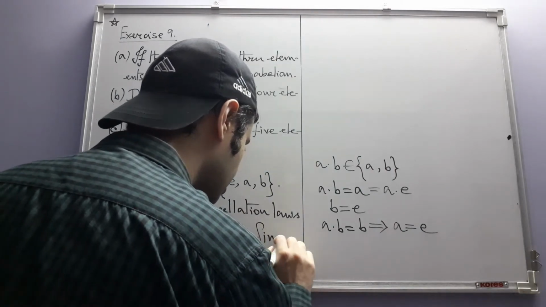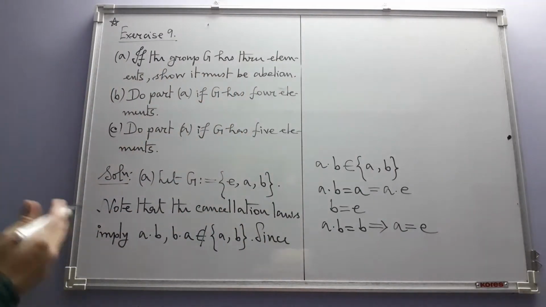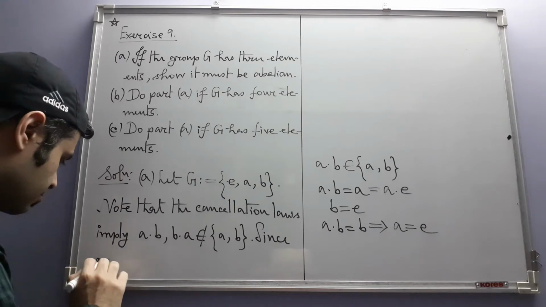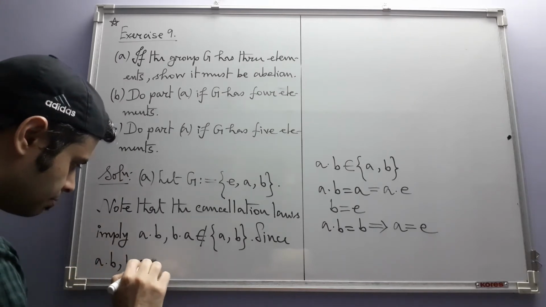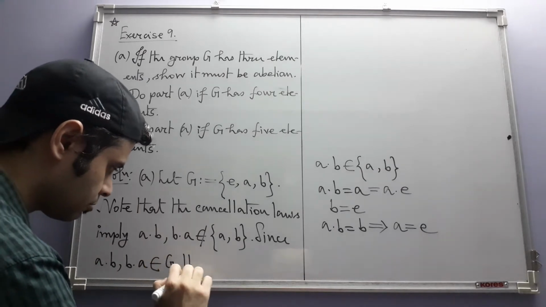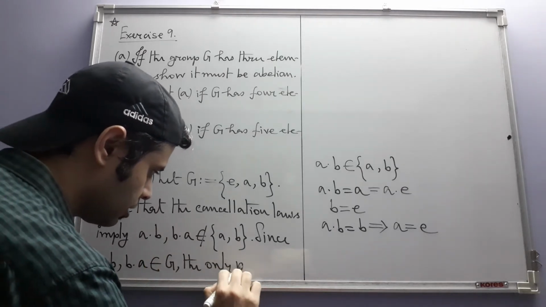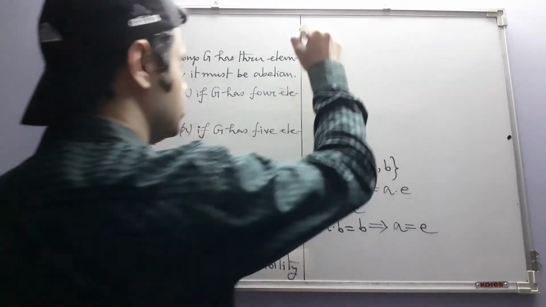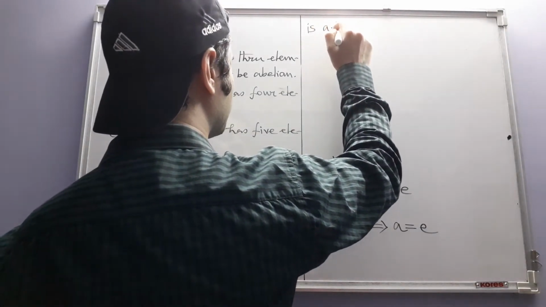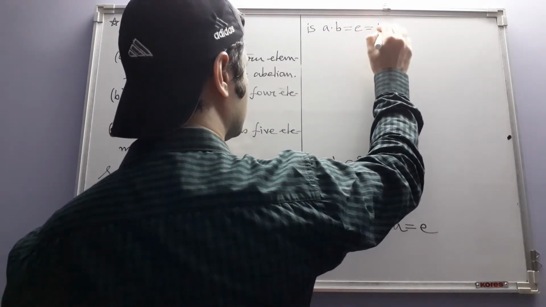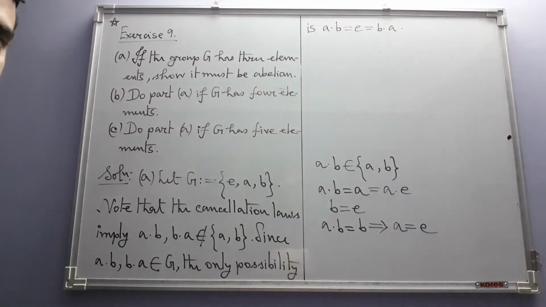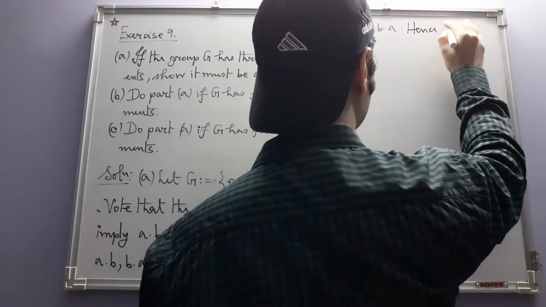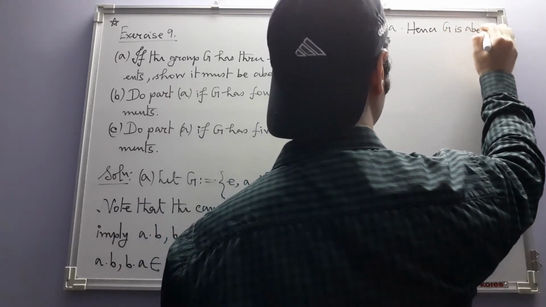But because G is closed under its own binary operation, these products must belong to G. Since A dot B and B dot A both belong to G, the only possibility is that both of them are equal to E, and that just tells us that both of them are equal. Hence, G is abelian.